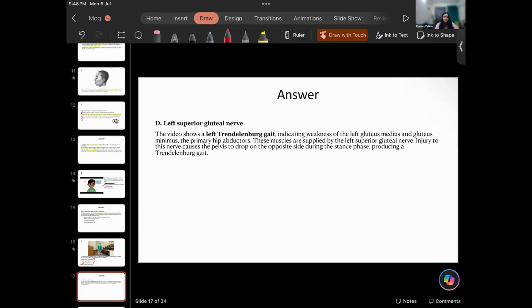The video shows the left Trendelenburg gait, indicating the weakness of the left gluteus medius and the gluteus minimus, the primary hip abductors. These muscles are supplied by the left superior gluteal nerve, as I explained now. The injury to this nerve causes the pelvis to drop on the opposite side during the stance phase. Stance means when the limb is on the floor, that is, the weight bearing is happening. So there is a stance phase producing a Trendelenburg gait.